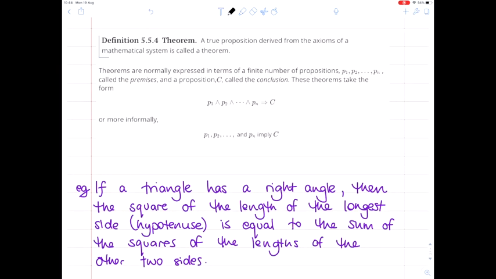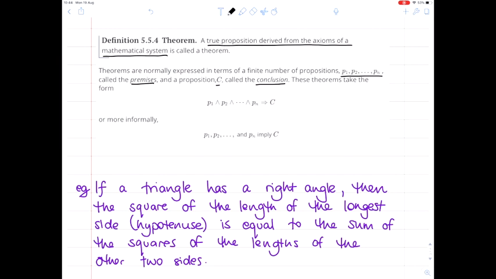A few more definitions. So you probably remember learning theorems. Well, how do we describe a theorem in terms of propositional calculus? A theorem is a true proposition derived from the axioms of a mathematical system. And we can write it in propositional calculus. So we usually have that a theorem is expressed in terms of a finite number of propositions, which we call premises, and then a proposition C called the conclusion. And hopefully, if we use the premises, then we should be able to show that the conclusion is true.